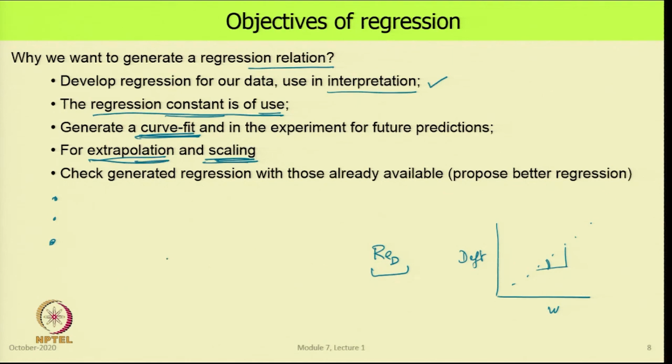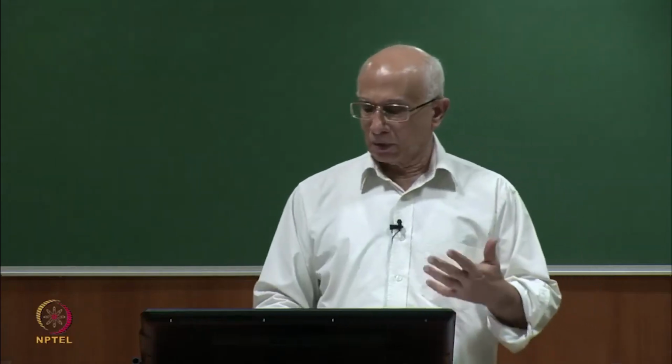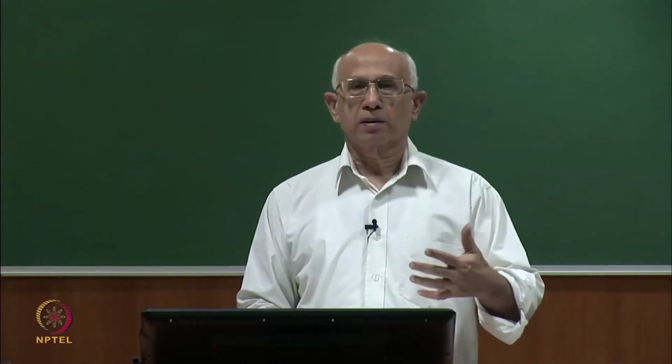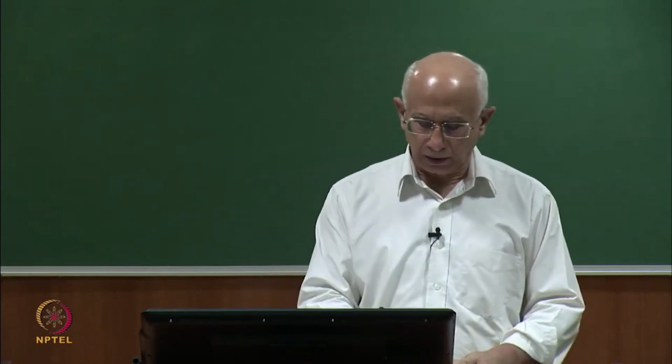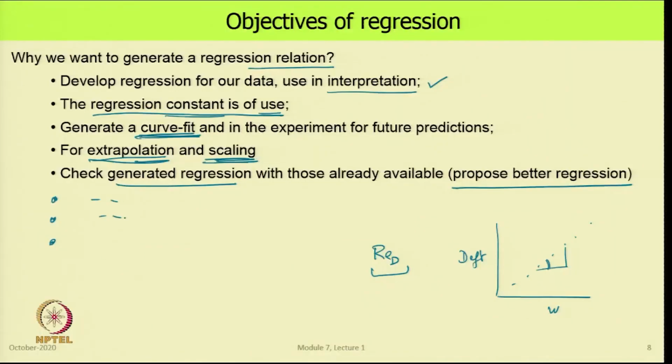And yet one more objective could be that we generate a regression from our experiment and we want to see how good it compares with some regression that is already available, and maybe we can even prove that we have done a much better experiment and the existing relation has been improved, and we propose a better regression. We see these things happening all the time in various disciplines, and every time a better regression comes, we have a slight improvement in whatever engineering we were doing. And like that you can add many more reasons why we would like to do a regression.